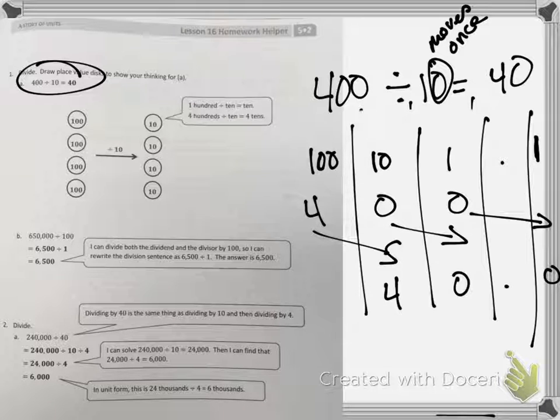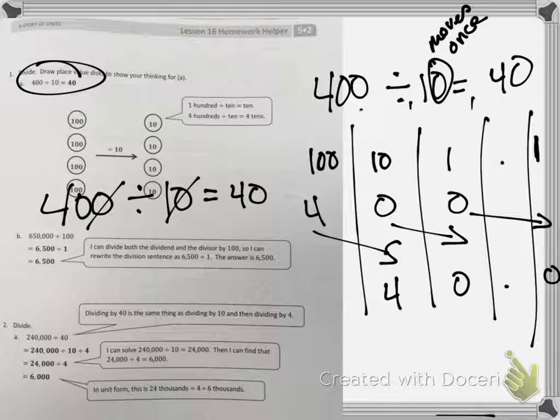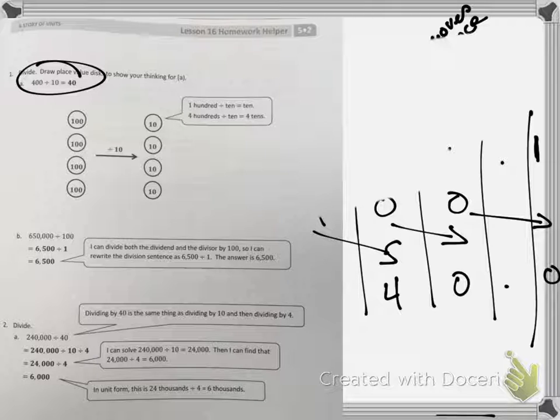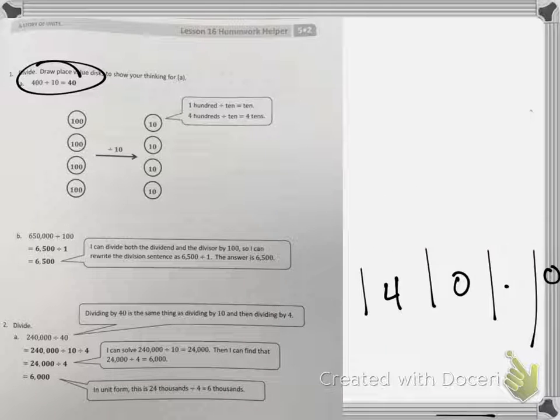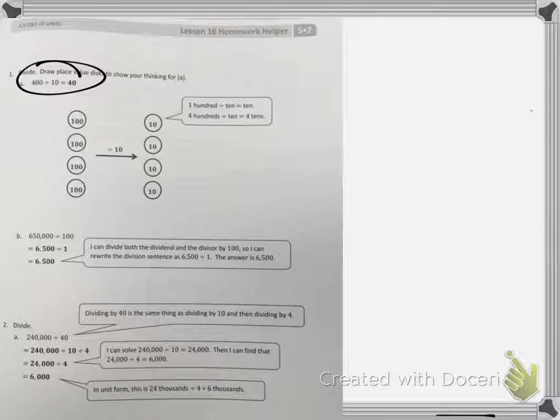And then the most efficient and I think the fastest way to do it is just 400 divided by 10. We look at how many zeros are there and we cross them out. And what we have remaining is our answer. So there's multiple strategies that they can use. They can use the place value disk. They can use the place value chart. They can cut out the zeros and see what they have remaining.